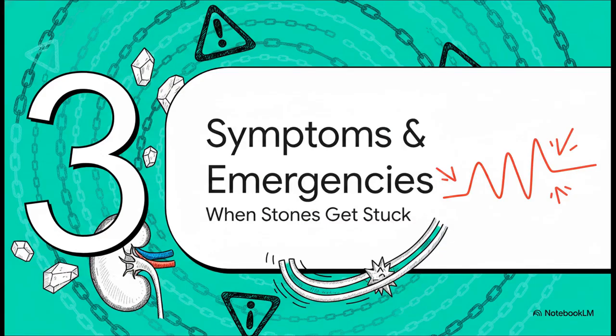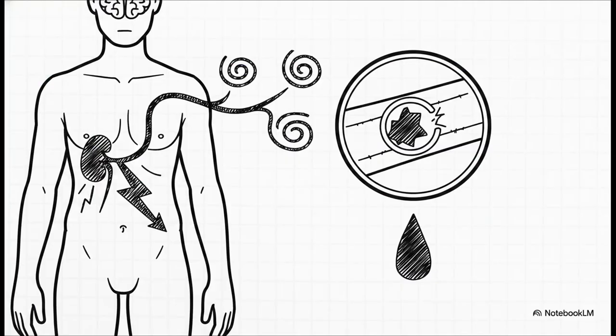Okay, Section 3, symptoms and emergencies. What happens when things go wrong? When a stone actually lodges in the ureter, you get the classic presentation. First up is renal colic, these intense, unbearable bursts of pain radiating from the flank all the way down to the groin. And listen, this isn't just minor irritation. The ureter is physically stretching, and its smooth muscle is forcefully spasming down on a jagged rock.